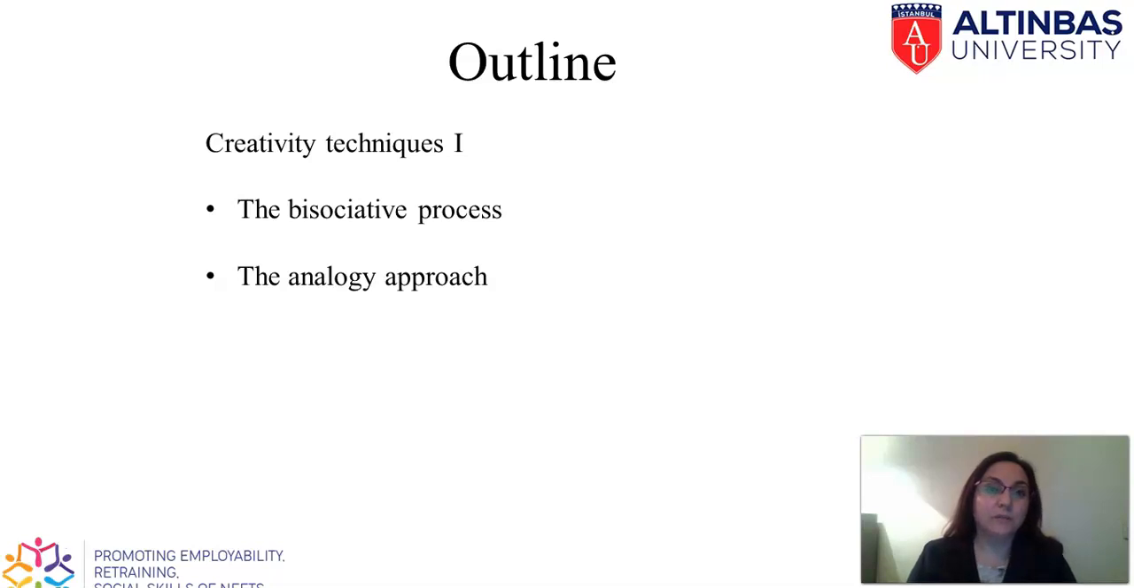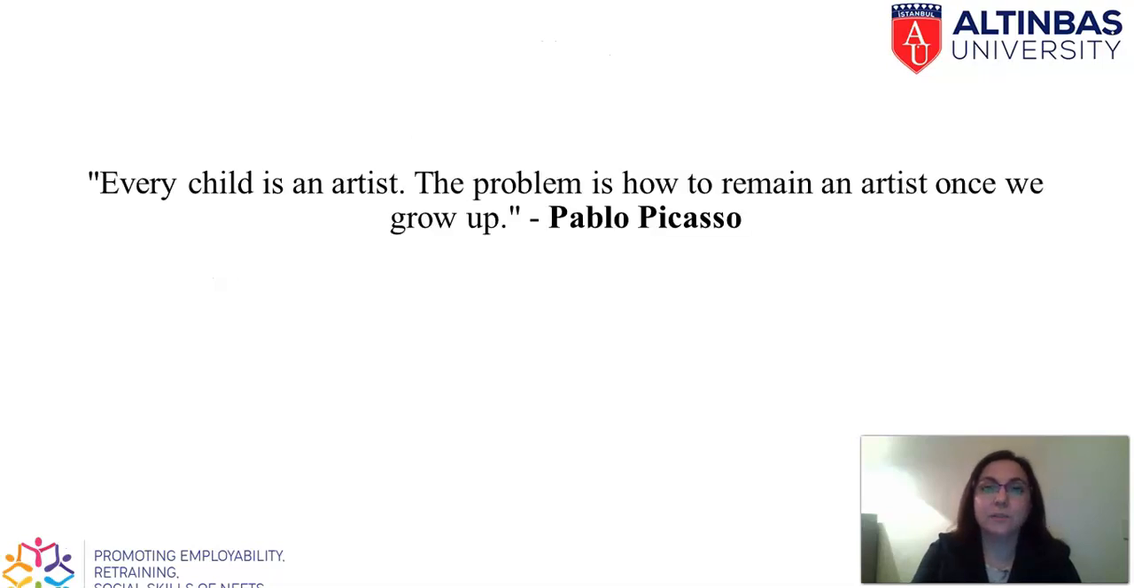Here is the outline of the third part of this course. From now on, we will move on to discussing different tools and techniques to improve your creativity skills. In this part, we will start with two different approaches. The first one is the bisociative process, and the second one is the analogy approach. So let's start with the bisociative process.